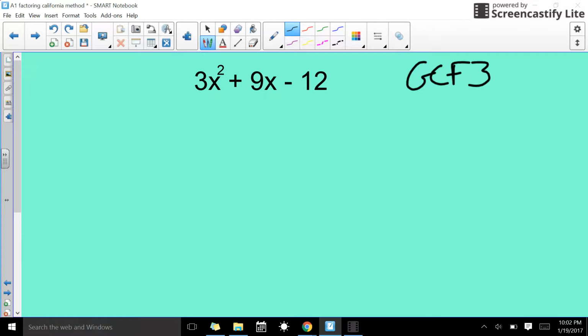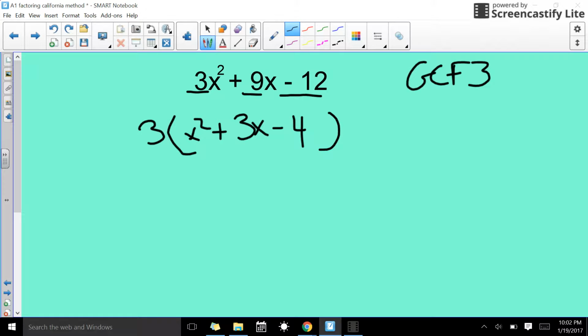All right, and we know when we do that, you guys remember when you find your GCF, you come down here and do this. I divide my first term by 3, and I'm going to get x squared. I divide my second term by 3, and I'm going to get 3x. And I divide my third term by 3, I'm going to get 4. So this right here is what we look at when we get ready to make our chart, okay?